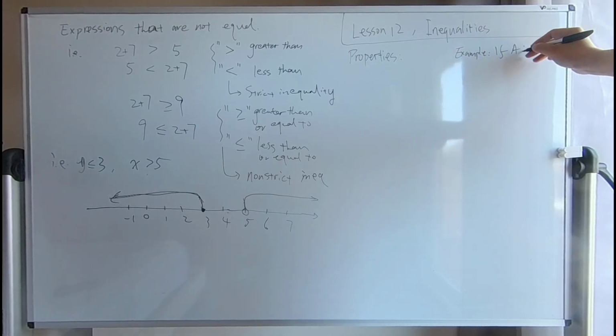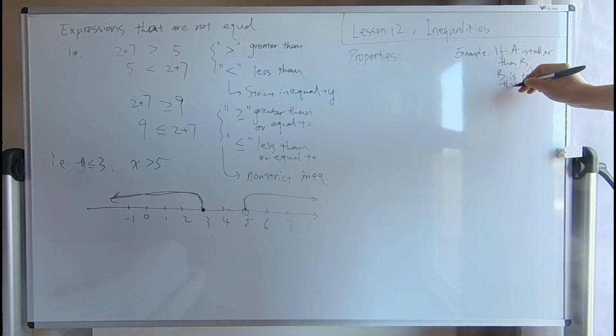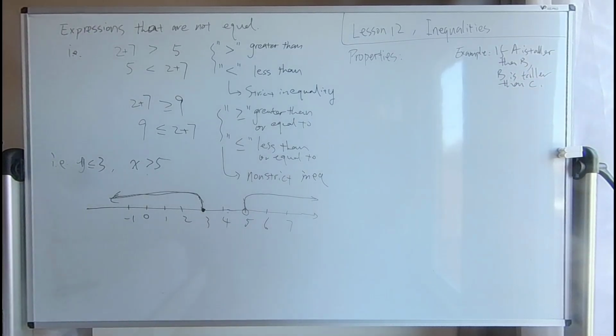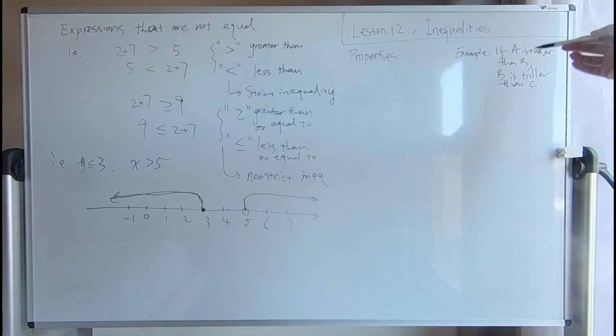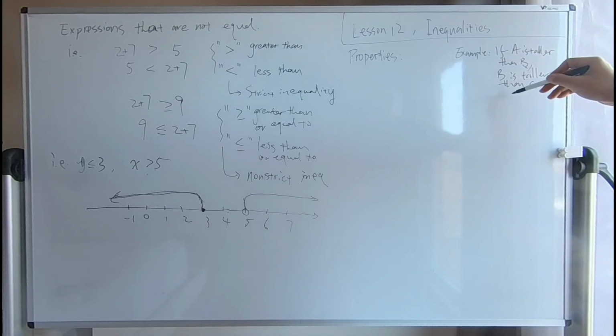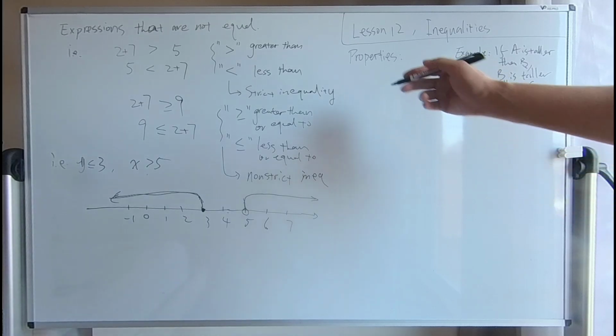If I know that A is taller than B and B is taller than C, can I say that A is taller than C? Yes, I can, right? Intuitively, if you know A is taller than B and you know B is taller than C, then of course A is taller than C. So how to express this in a mathematical form?